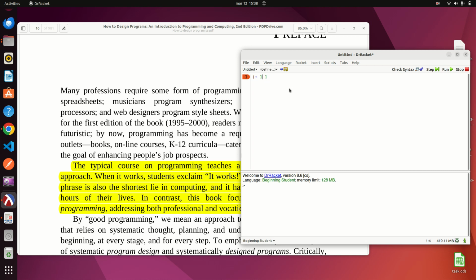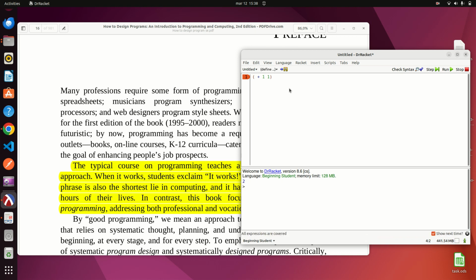I'm just trying to add two numbers. You can run it by pressing Ctrl and R, and it shows you the output.